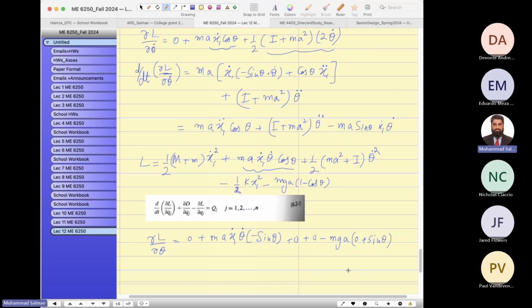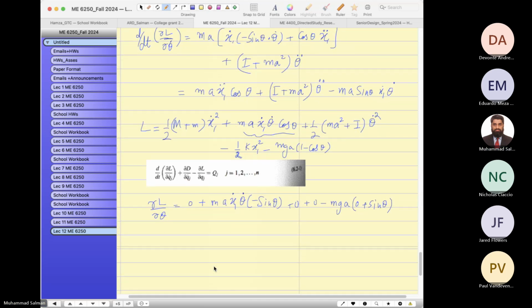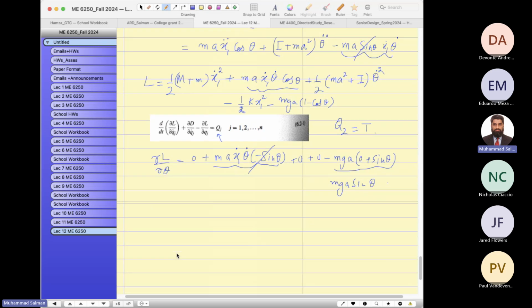That's it. Okay. So if you do this term and this term, they cancel out. I'm just doing it over here for your help. So this term is left out, mga sine theta. So the right hand side is Qj, Qj in our case, Q sub 2 equals the torque. So let me write down the complete equation.